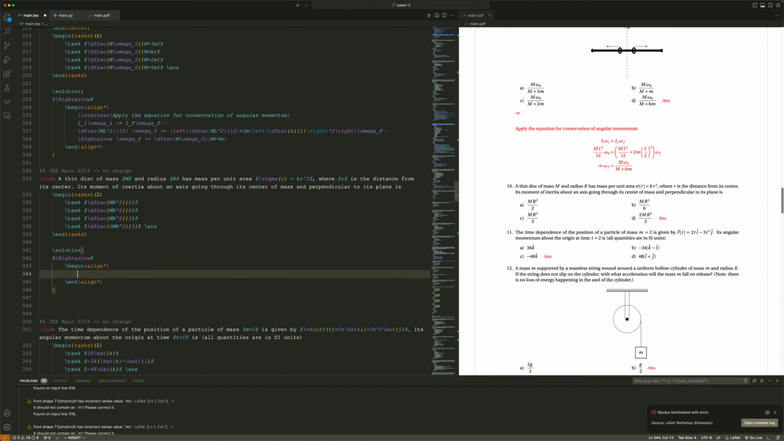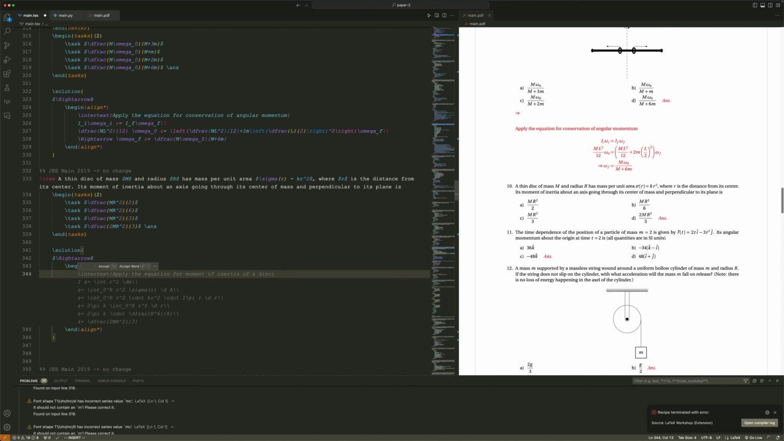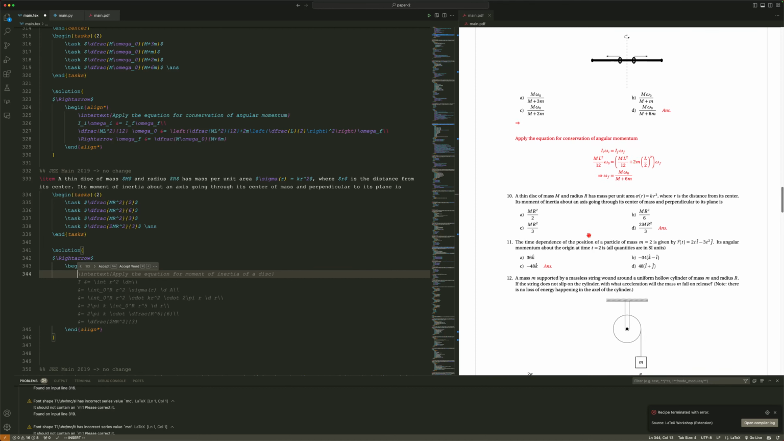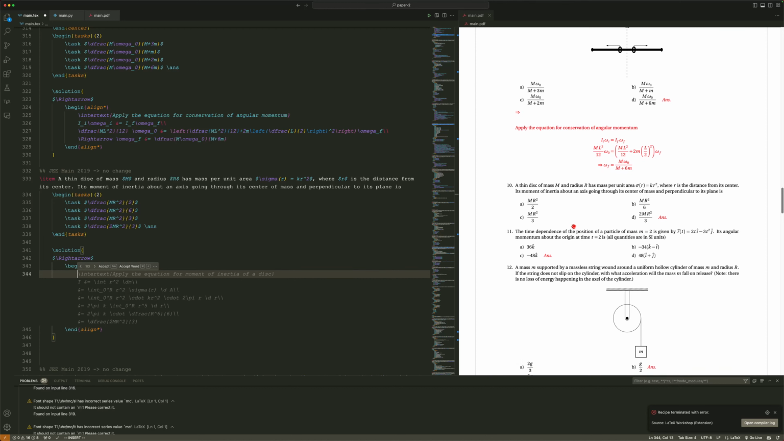And in number 10 we have sigma. So yes, there is a disk of mass capital M and radius r, and the mass per unit area is given as sigma equals k r square. K is a constant and r is the distance from the center. We have to find the moment of inertia about the center of mass and perpendicular to the plane.